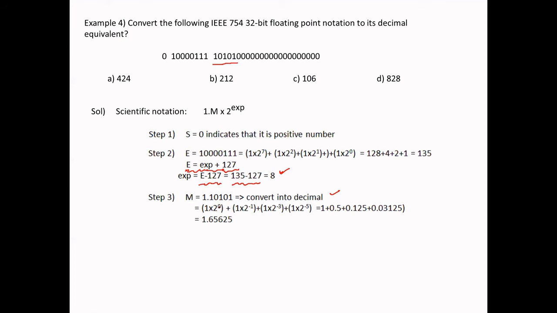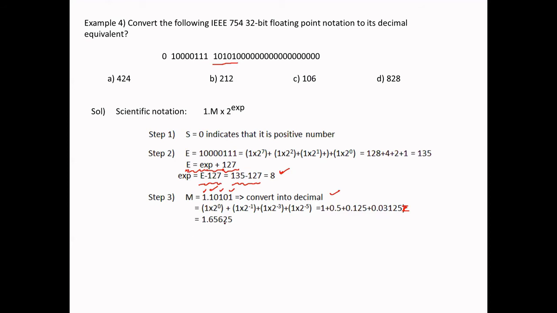So 1 into 2 power 0 for this one, plus 1 into 2 power minus 1 after the binary point, that is 1, and this 0 no need to take. 1 into 2 power minus 3 for this one, and 1 into 2 power minus 5 for this one. So if you calculate this, it is 1.65625.